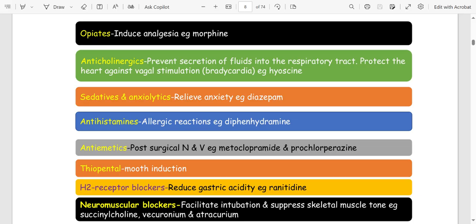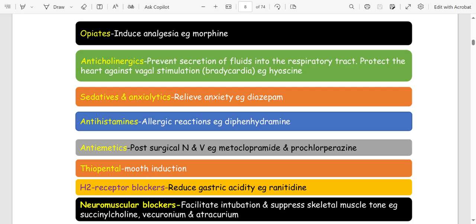Okay. And then for H2 receptor blockers, these ones will be basically there to reduce gastric acidity. When you give these anesthetics, you can end up producing a lot of acid in the stomach, and so you give these histamine blockers working on H2 receptors in the stomach, like ranitidine, so that you reduce the secretion of the acid.